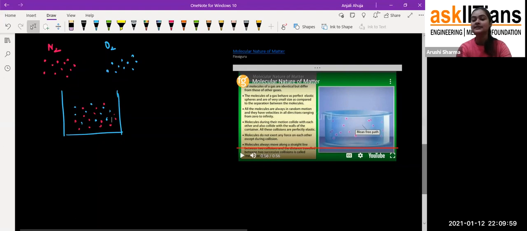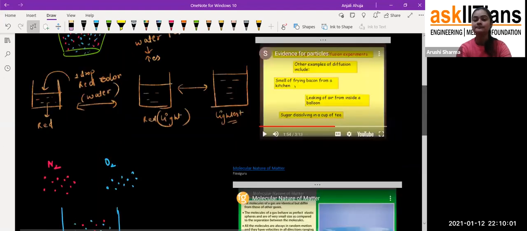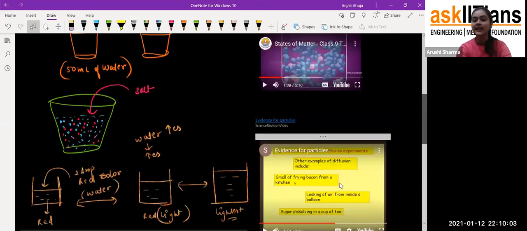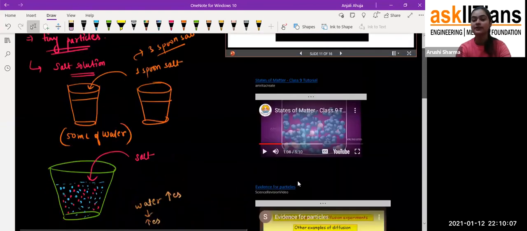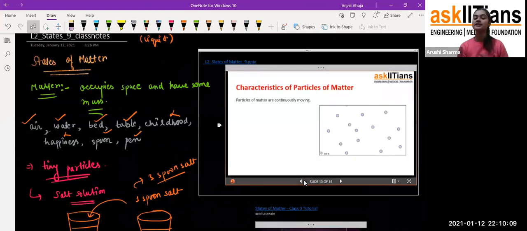Okay, so this is what we had to cover. Students, this is the topic we had to cover in today's class. What we have seen, students, is that states of matter is the chapter, and so far we have discussed only matter and some of its characteristics. What the states of matter are, we are going to discuss in the next class.